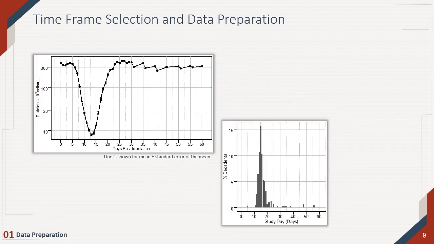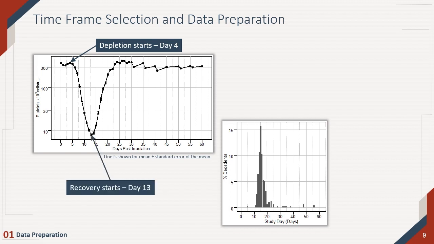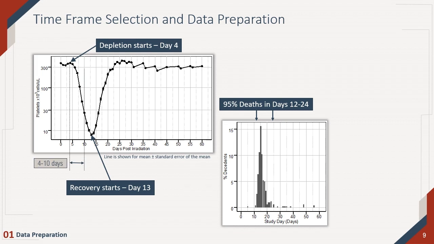Now I will show my approach towards data preparation. On the left, I have the trend for platelets, which is the case for most biomarkers, and on the right, I have percentage of decedents by study day. Some points to observe here are that biomarker depletion started around day 4, recovery started around day 13, and that 95% of the animals died between days 12 and 24. Therefore, I chose a time frame of days 4 to 10 because depletion for most biomarkers occurs during that time frame, and I can also develop a model that can predict mortality into the future.